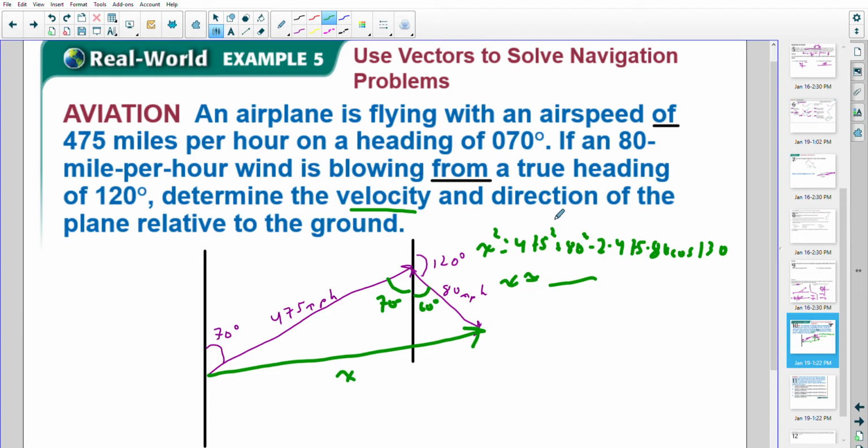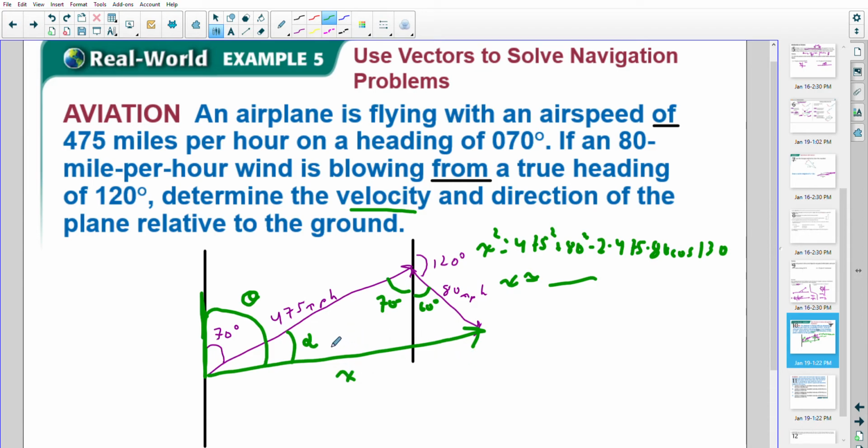Now, the other part of that is direction. Direction of the plane relative to the ground. So the question is, what are you really solving for? What you're really solving for is the direction from the north to where the resultant is, and that right there is going to give me my theta. Now, to get your theta, you're going to have to work within the triangle to get your alpha.